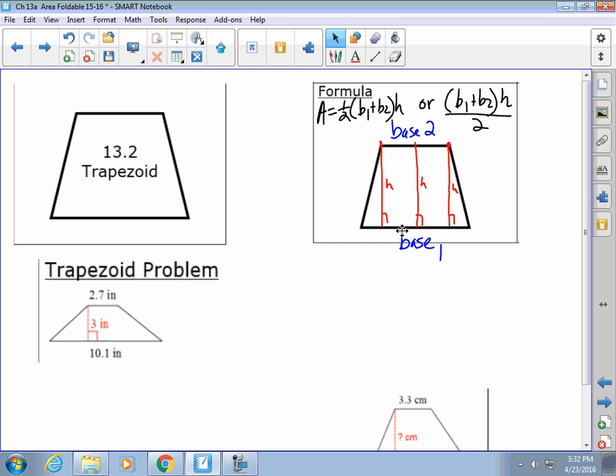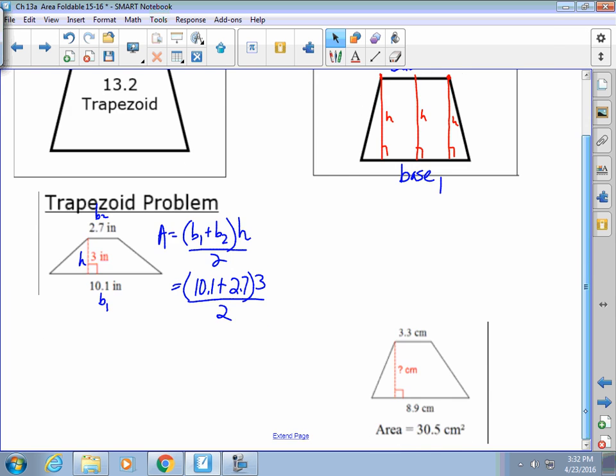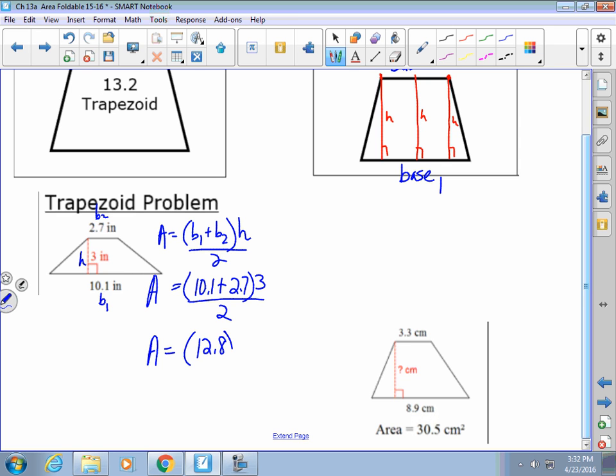So over here we have our base 1 could be the 10.1, our base 2 can be the 2.7, and our height is our 3. So we're just going to plug that into our formula. Just substitute the 10.1 plus the 2.7 times the height, which is 3, then divide by 2. We're going to do order of operations here. So we're going to add our bases, parentheses first, add those together. When you do that, you get 12.8, then times 3, divided by 2.